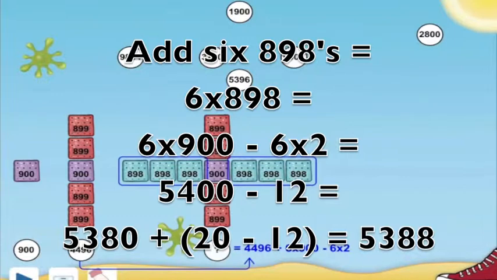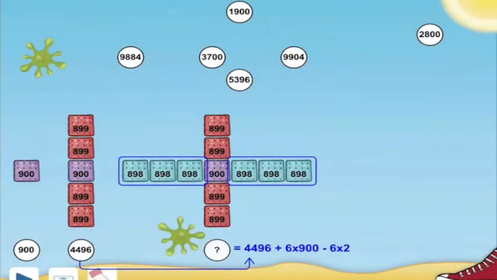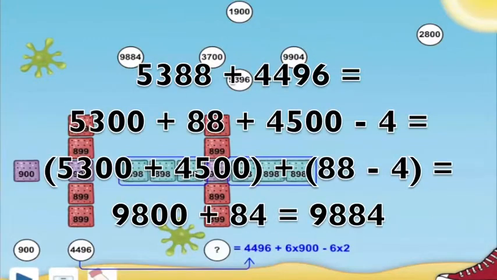Instead of subtracting 12 directly from 5400, we're going to pull out a 20 from 5400, which results in 5380, plus in parentheses 20 minus 12. 20 minus 12 is 8, so 5380 plus 8 is 5388. Now we need to add 5388 to the previous total of 4,496. We have that 5388 plus 4496 is equal to.